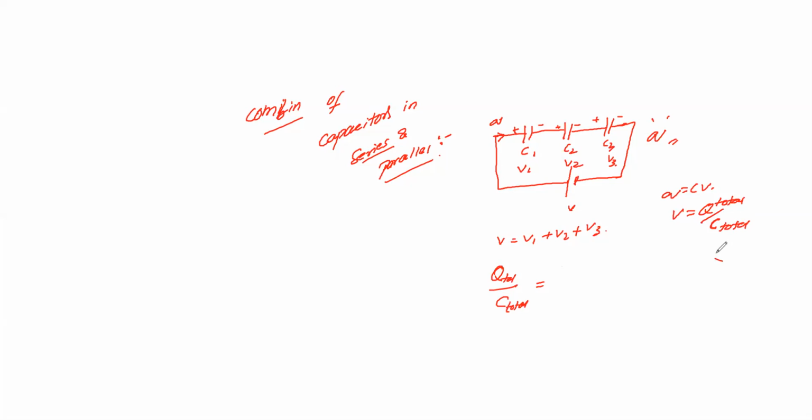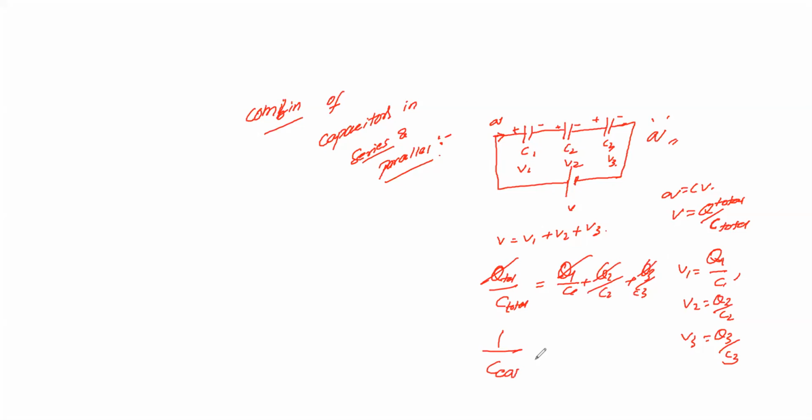Okay, same thing for V1. V1 is equal to Q1 by C1, V2 is equal to Q2 by C2, and V3 is equal to Q3 by C3. When I substitute the relation, it is Q1 by C1 plus Q2 by C2 plus Q3 by C3. But remember I told you the charges are all the same because this is series connection. So the charges cancel. So the relation for series connection: 1 by C total, or 1 by C equivalent, is equal to 1 by C1 plus 1 by C2 plus 1 by C3. Okay, this is your relation for series connection.